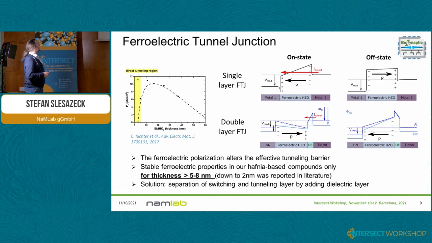And so the idea is to use this double layer FTJ, where you add another dielectric layer in this device, and you separate the ferroelectric switching layer and the tunneling layer. We see here that the tunneling barrier is just this tiny thing, and we could then tunnel directly into the conduction band of the ferroelectric. And so we have the opportunity to optimize the ferroelectric switching and the tunneling somewhat independently.